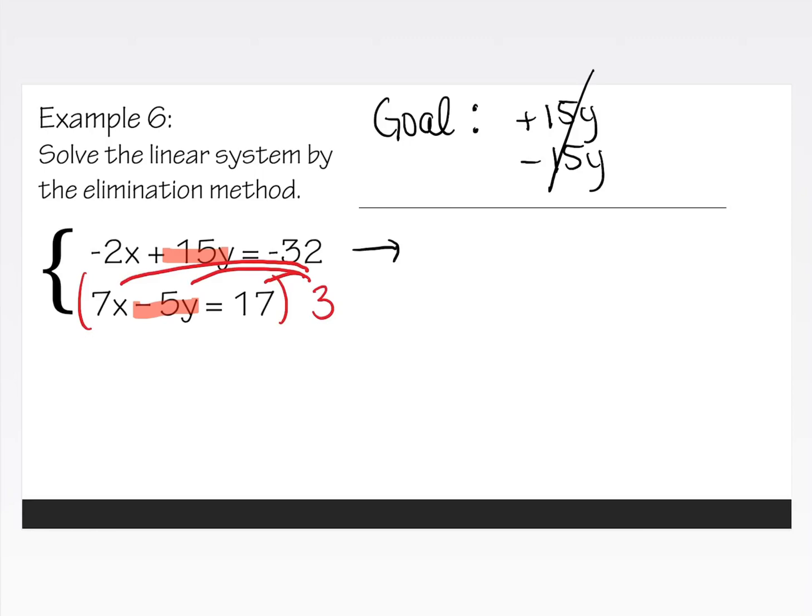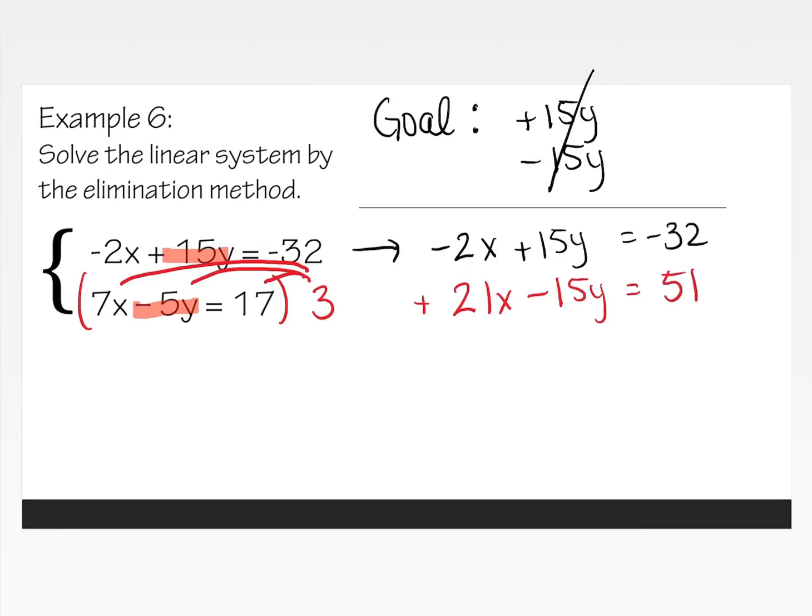So nothing's changing in our first equation, so I'm just going to rewrite it. Negative 2x plus 15y equals negative 32. Our bottom equation, if we multiply 3 times 7x, gives us positive 21x. 3 times negative 5y gives us negative 15y. And 3 times 17 gives us 51. Now we're going to add. Negative 2x plus 21x gives us 19x. 15y minus 15y gives us 0. And negative 32 plus 51 gives us positive 19.